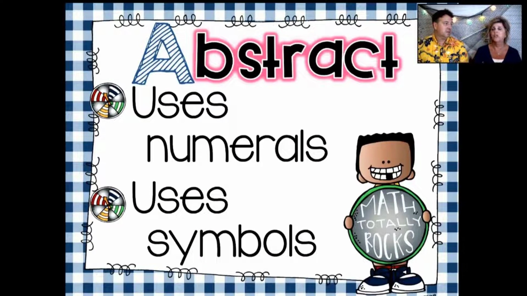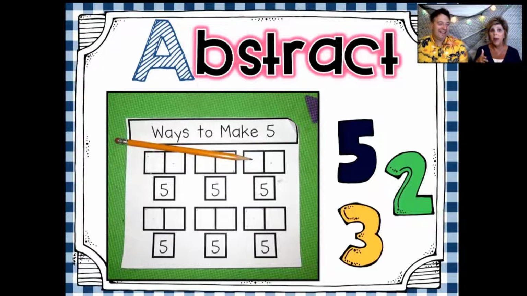Now, after that, of course, comes your abstract, where you're using numerals and symbols. So anytime you show them the numeral 2, you're at the abstract level. So right here is where kids on this recording page would write different ways to make 5. So all of these examples were how to make 5.